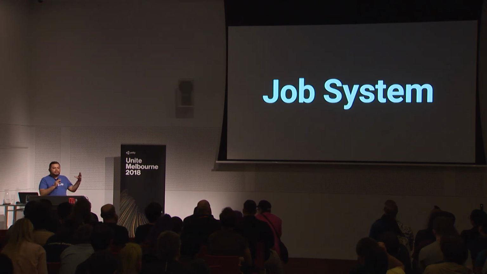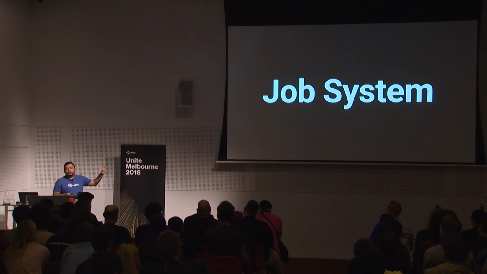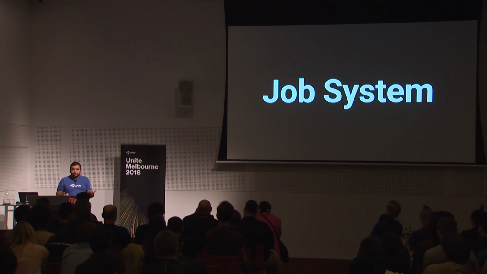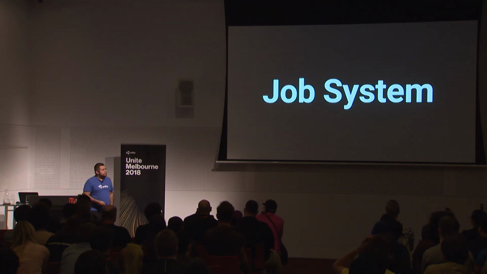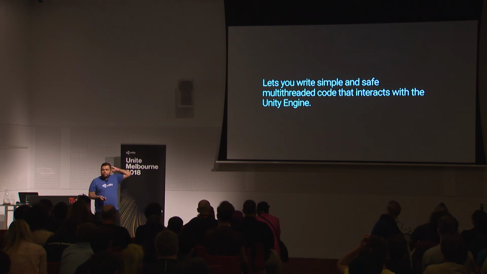The job system and the ECS usually come together, like in Unity presentations or blog posts. But these two things are completely independent. You can use them together, and if you do, you will get the best of the two worlds. But you can use the job system without the ECS, and you can use ECS without the job system. Okay, so what's the job system? It's a way for you to write multi-threaded code that is safe and simple.